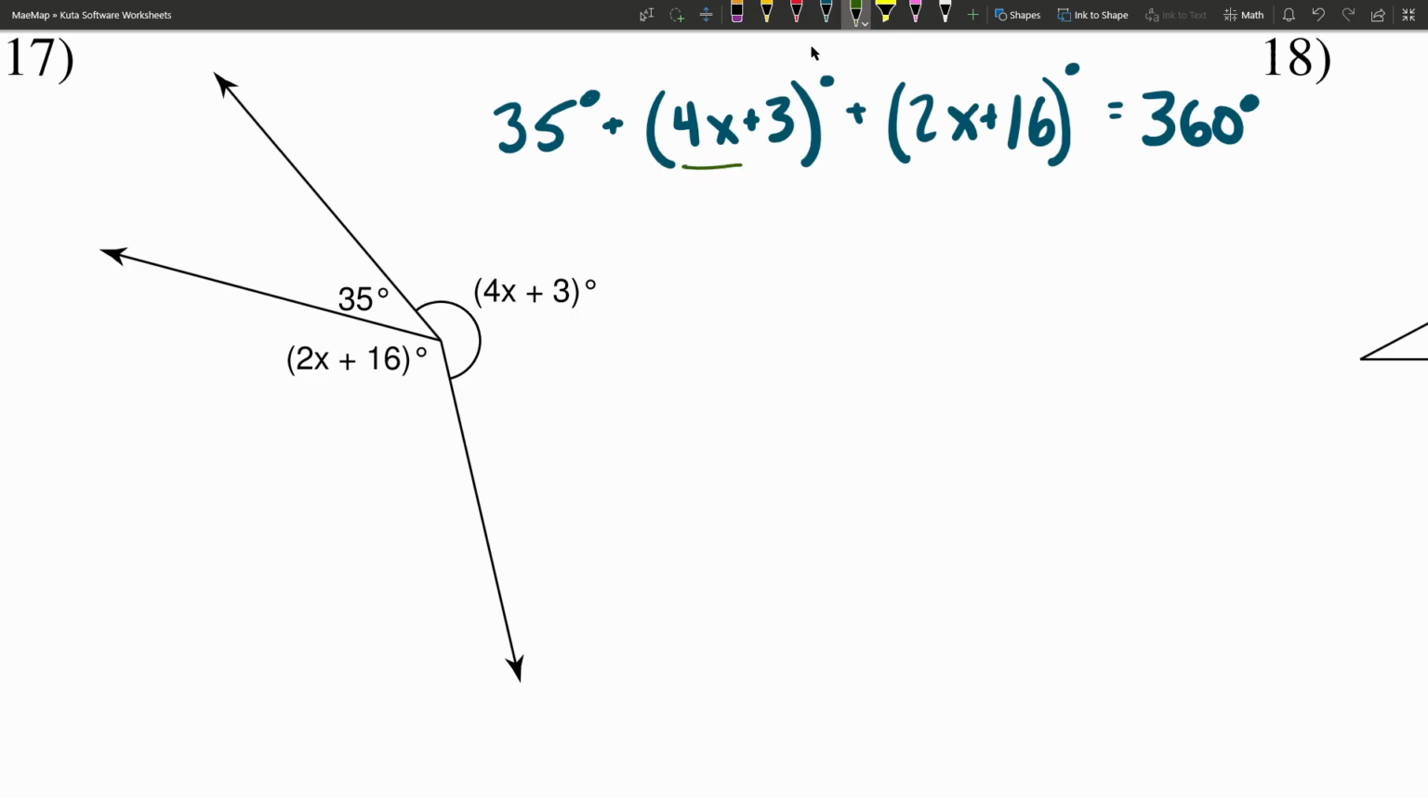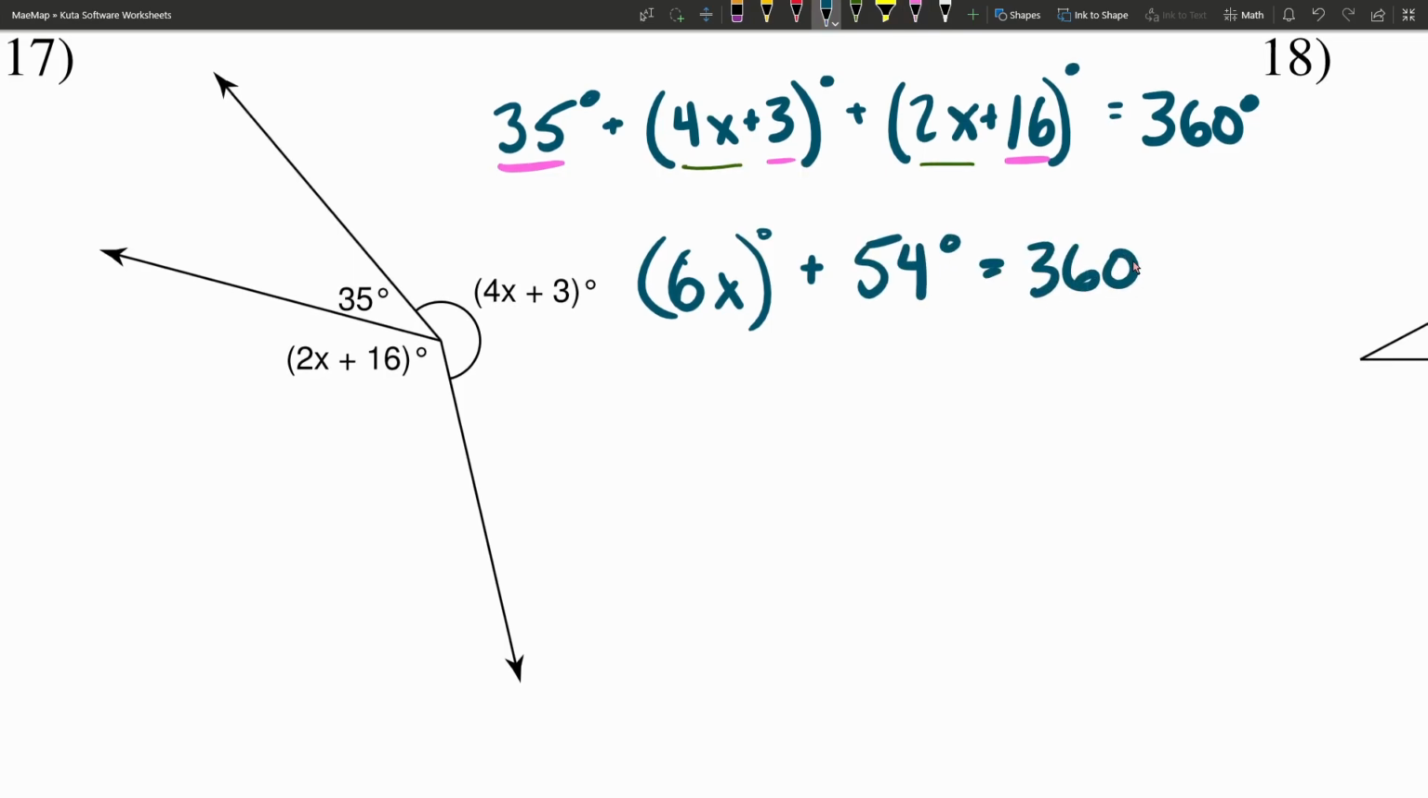Notice that I have a 4x that's a part of this angle and a 2x that's a part of this angle. Because they're the same variable, I'll be able to combine those terms. So 4x plus 2x is equal to 6x. So I'll have 6x degrees plus, combining my other like terms, I have 35 degrees, 3 degrees, and 16 degrees. 3 plus 16 gives me 19, and 19 plus 35 is going to give me 54 degrees. So I have 6x degrees plus 54 degrees equals 360 degrees.